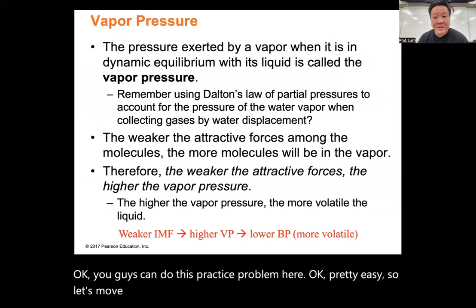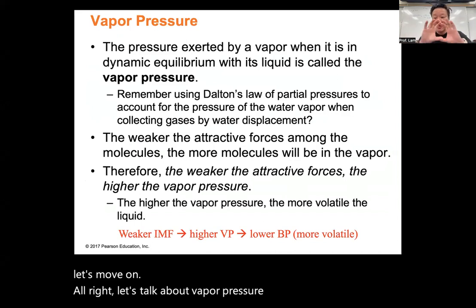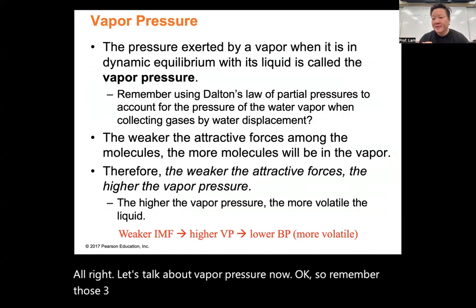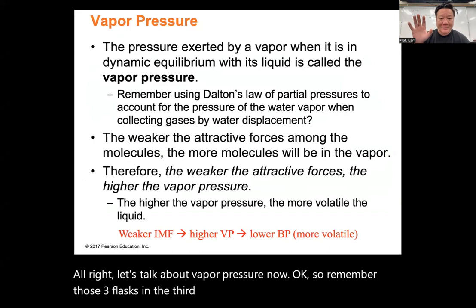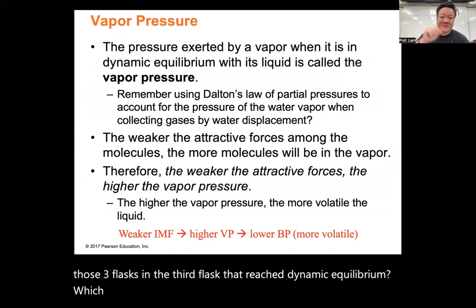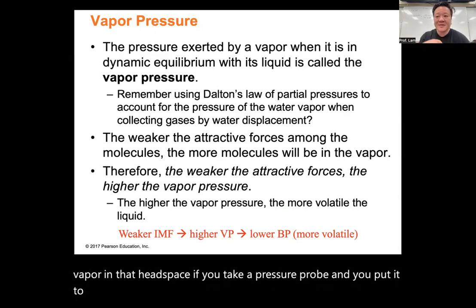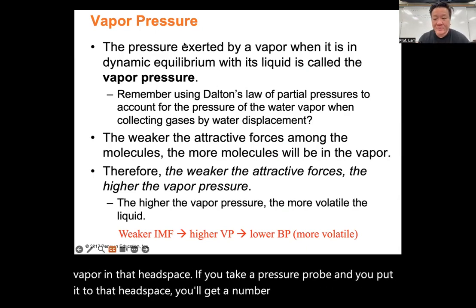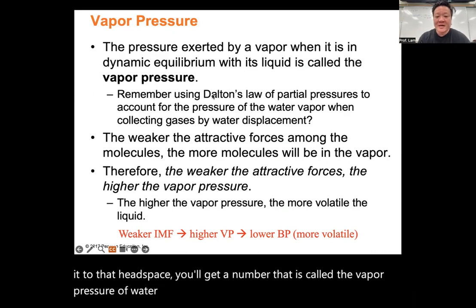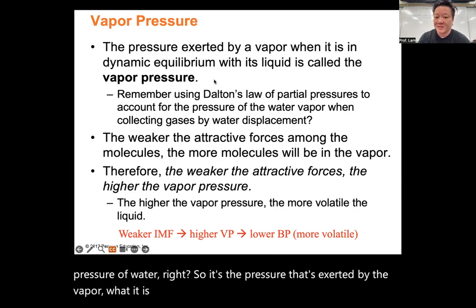All right, let's talk about vapor pressure now. Okay, so remember those 3 flasks, in the third flask that reached dynamic equilibrium, which means there's a fixed number now of water vapor in that headspace. If you take a pressure probe and you put it to that headspace, you'll get a number. That is called the vapor pressure of water, right?